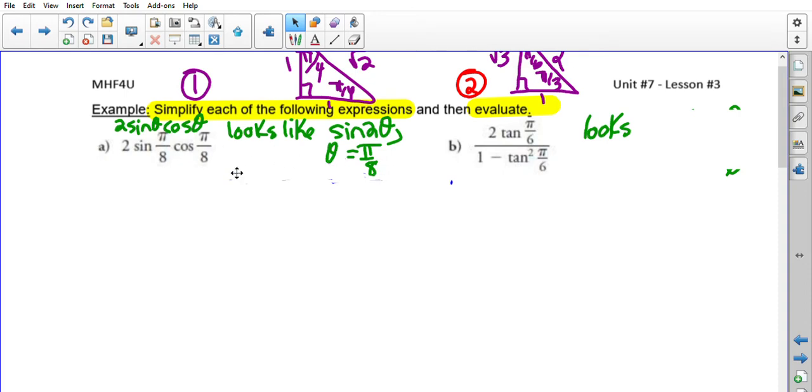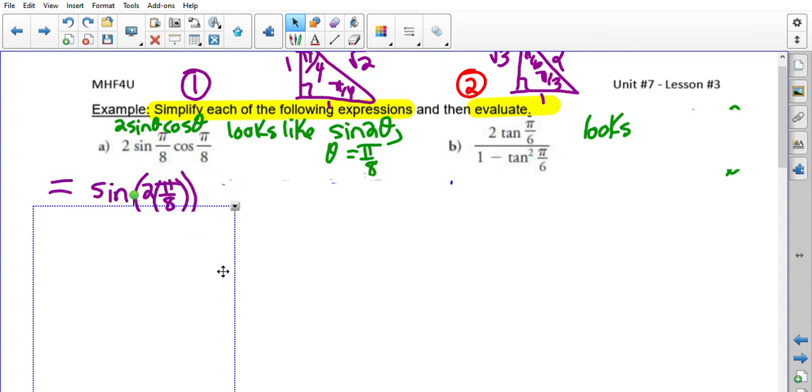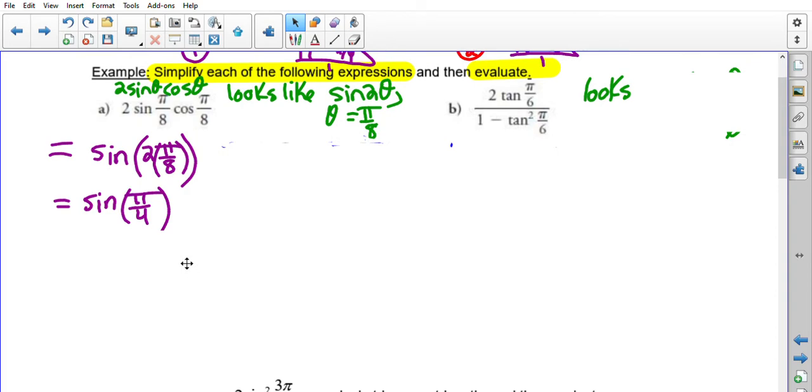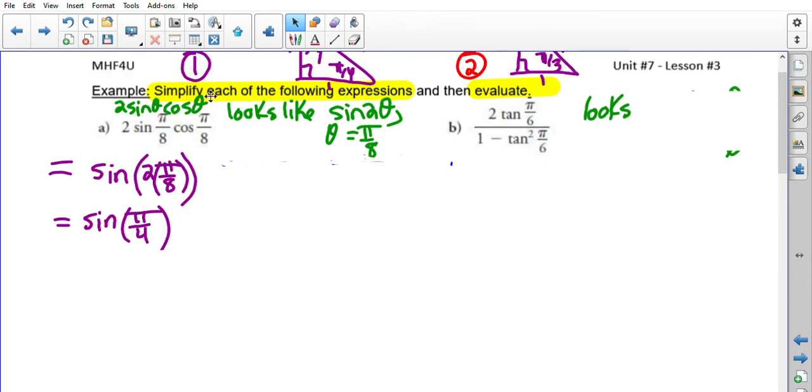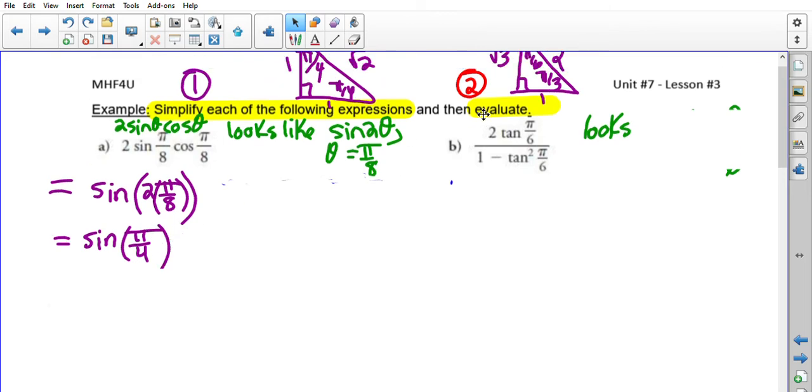All right, so let's replace it. Let's write it as a single term. This is the same thing as sine of 2 times theta, so 2 times pi over 8. That simplifies to sine pi over 4. There we go, we're done step 1. Do we know how to evaluate sine pi over 4 without a calculator? Yes, we do, because that's a special angle. So now we're going to evaluate.